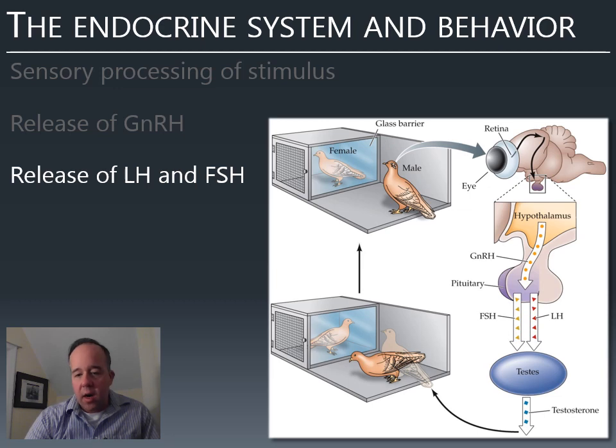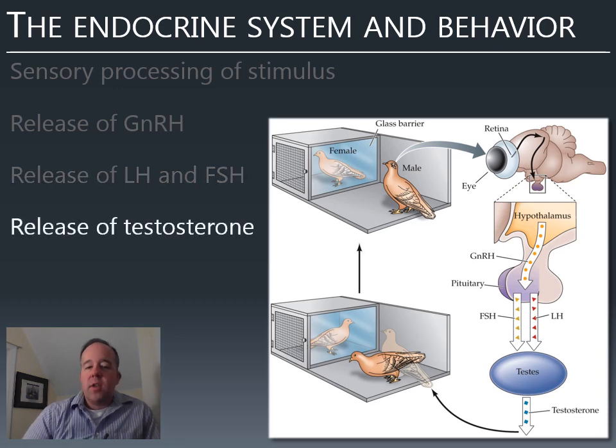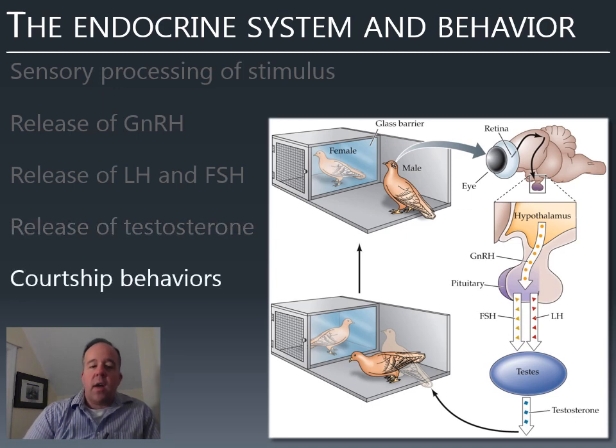Then the anterior pituitary secretes the two hormones we were just talking about, FSH and LH. This causes the release of testosterone by the testes. And then you have these courtship or mating behaviors. So you have the full loop. You have sensory stimulus that causes hormone release, which causes, eventually, behavior.